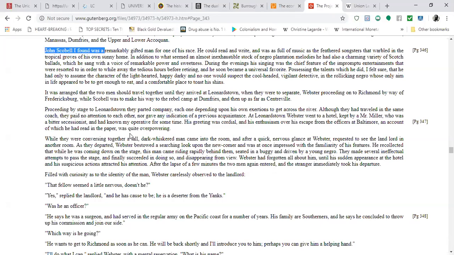While they were conversing together, a tall, dark, whiskered man came into the room, and after a quick, nervous glance at Webster, requested to see the landlord in another room. As they departed, Webster bestowed a searching look upon the newcomer and was at once impressed by the familiarity of his features. He recollected that while he was coming down in the stage, the man, riding rapidly behind him, seated in a buggy driven by a young Negro, had made several ineffectual attempts to pass the stage, and finally succeeded in doing so and disappeared from view. Webster had forgotten all about him until suddenly his appearance at the hotel and his suspicious actions attracted his attention. After a lapse of a few minutes, the two men entered again, and the stranger immediately took his departure. Filled with curiosity to identify the man, Webster carelessly observed the landlord.